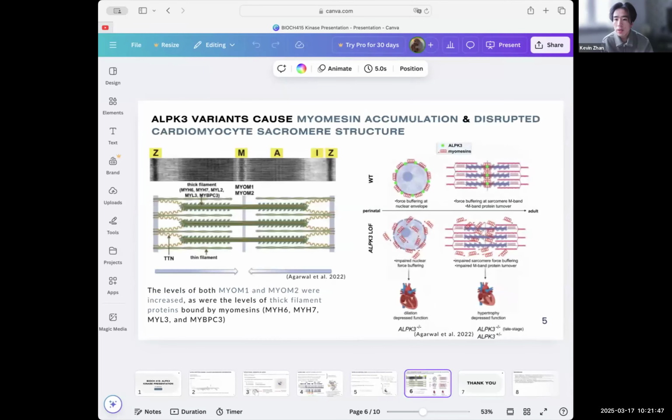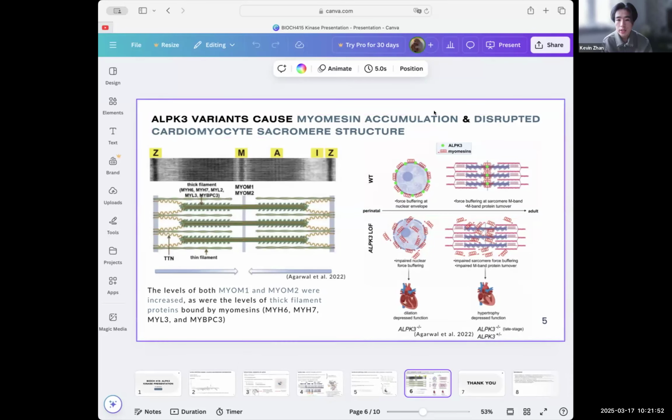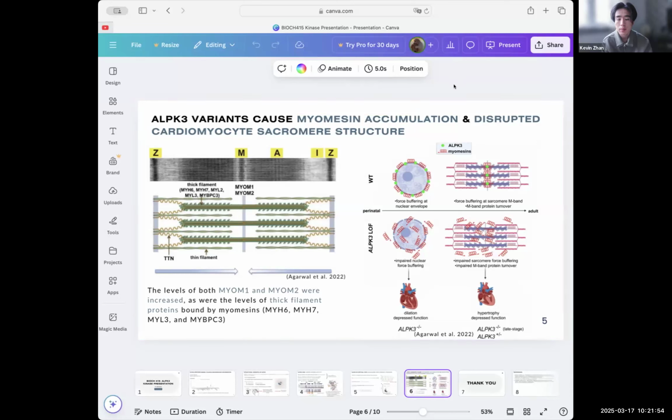And so ALPK3 variants overall cause myomucin accumulation and disrupted cardiomyocyte sarcomere structure in pathology. The levels of both myomucin 1 and myomucin 2 were increased, as were the levels of thick filament proteins. By having an increased level of these proteins, it causes a higher protein density, and this can decrease contractility and make it evolve into hypertrophy in patients.